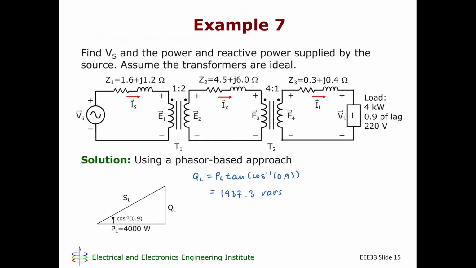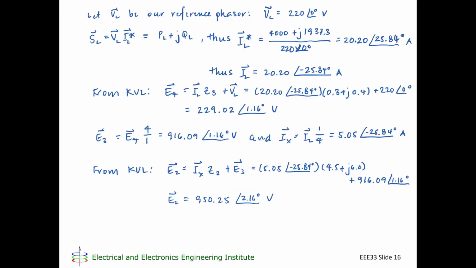Again, we should expect E of 2 to be greater than E of 3 because of the voltage drop across Z of 2. And we did. E of 2 is 950.25, E of 3 is 916.09.